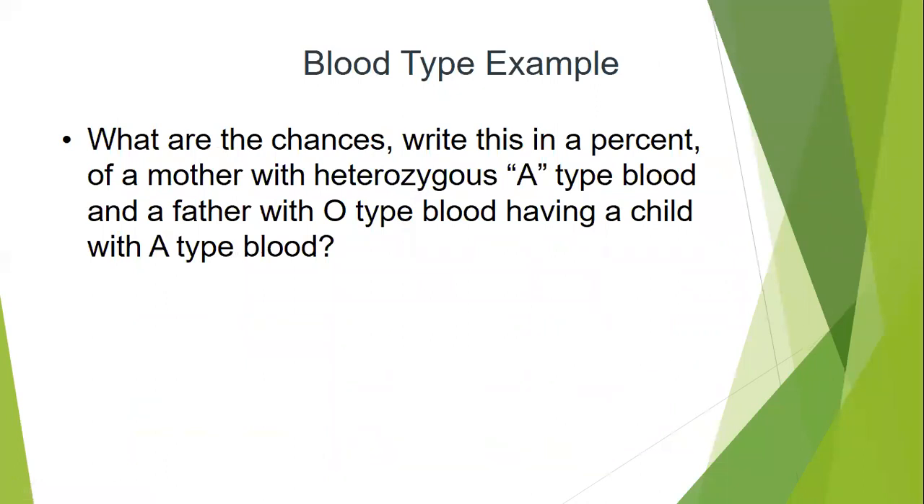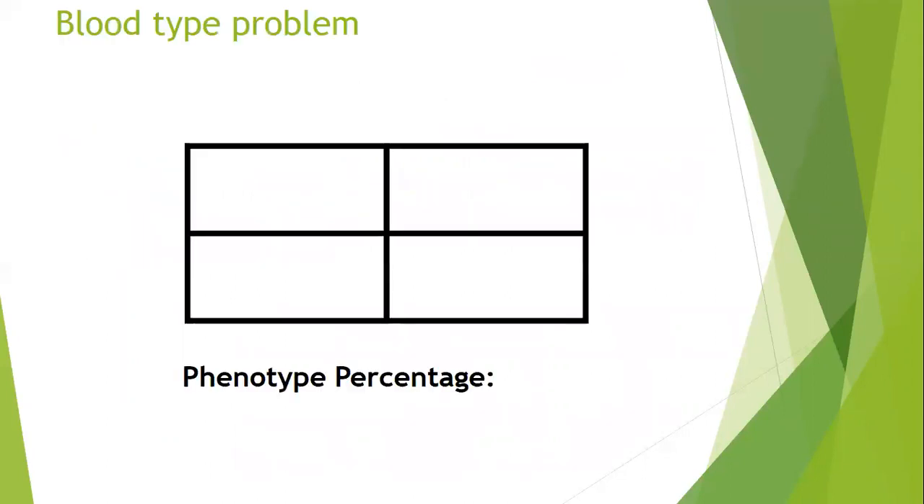Now, let's do a blood type problem. I'll let you read the problem, I'll wait a moment, and then I'll show you the Punnett square that results. Parent 1, parent 2, children.